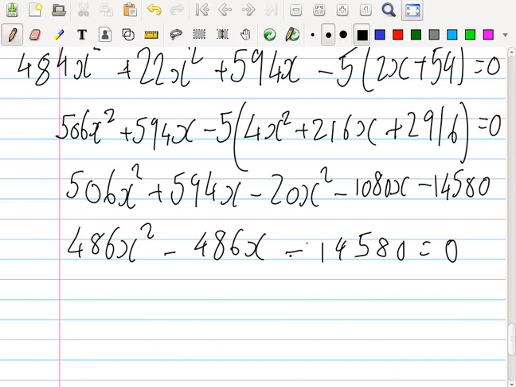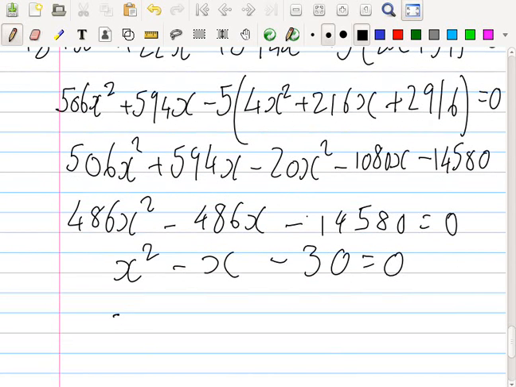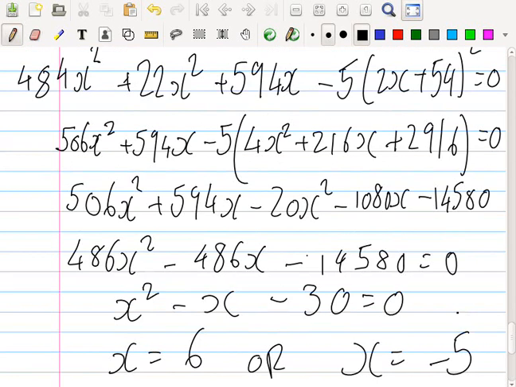Now what do you think? Do you think it's likely that I deliberately chose the number so that I could divide all of these by 486? Yes. x squared minus x minus 30 equals 0. And this gives me two answers, x equals 6 or x equals minus 5. I'll just pause a minute for you to catch up there.